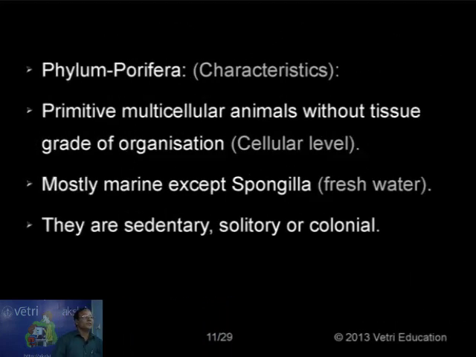Now the next one. I mentioned earlier this is a specific group of multicellular animals without tissue grade of organization. They have simply many cells, but the cells perform their own individual functions, aggregated together for cooperation. That's all. So it is a cellular level of organization. Most of them are marine except one sponge, Spongilla, the only freshwater sponge, found in freshwater.